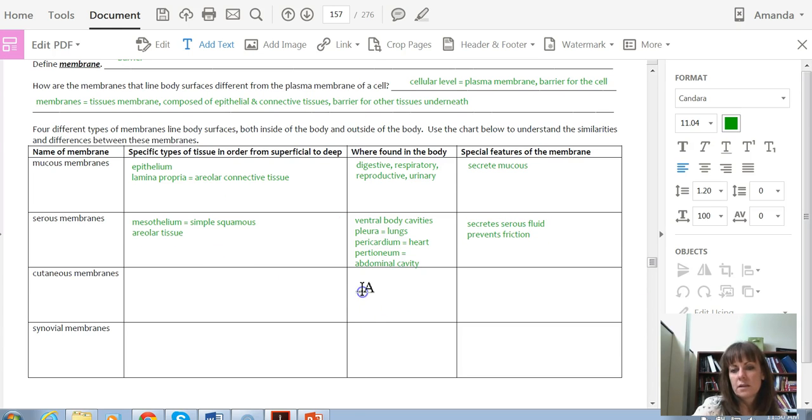Cutaneous membranes, that is going to be the same thing as the skin. Okay, so anytime you see cutaneous membrane, immediately you can think skin. This is going to be a thicker sort of membrane. It's going to be waterproof, and it is going to be dry. Okay.